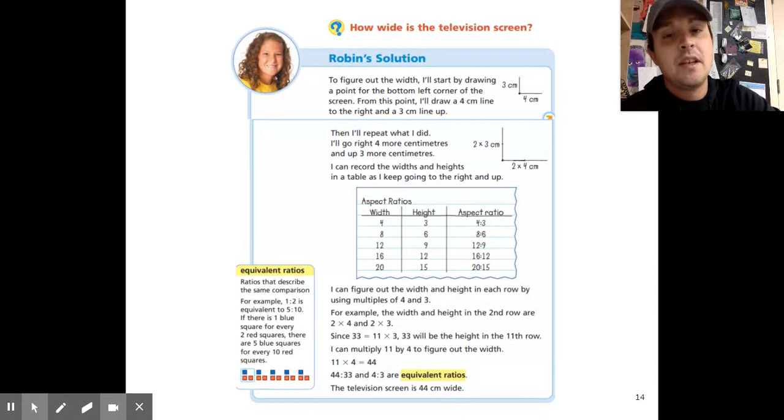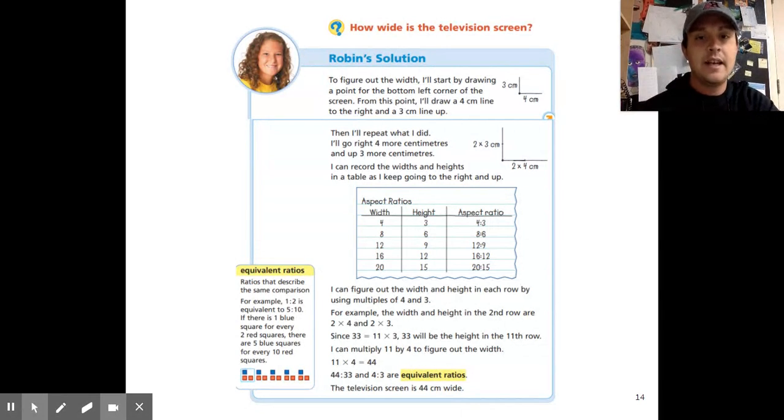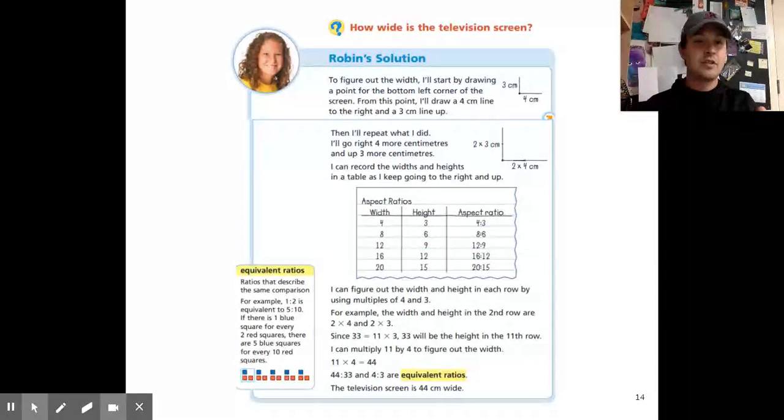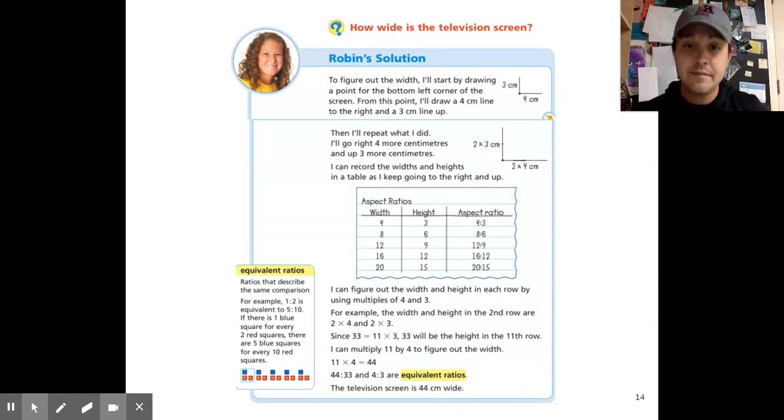Robin says, to figure out the width, I'd start by drawing a point for the bottom left corner of the screen. From this point, I'll draw a 4 centimeter line to the right and a 3 centimeter line up. Okay? Sometimes in your first stage of problem solving, it really helps to draw it out to just help understand the problem. Then I'll repeat what I did.